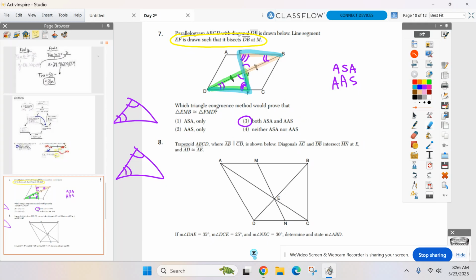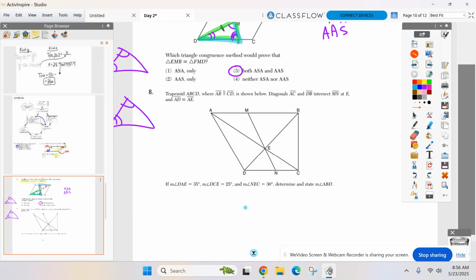Ooh, baby, you better buckle up for this one. This is a beast, this one. And they're all, by the way, old Regents questions. Trapezoid, yikes. AB parallel to CD. And we also have AD congruent to AE. All right, can you guys fill in those angles for me? Oh boy, this is going to be a beast.